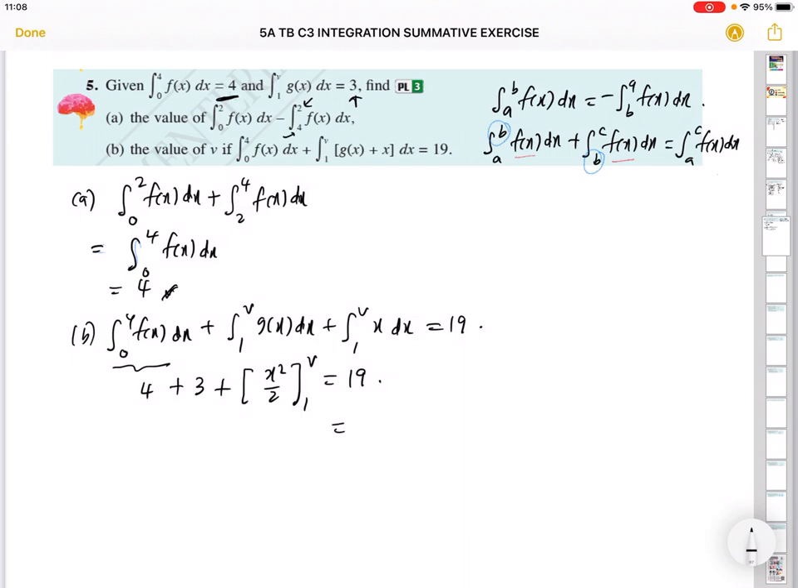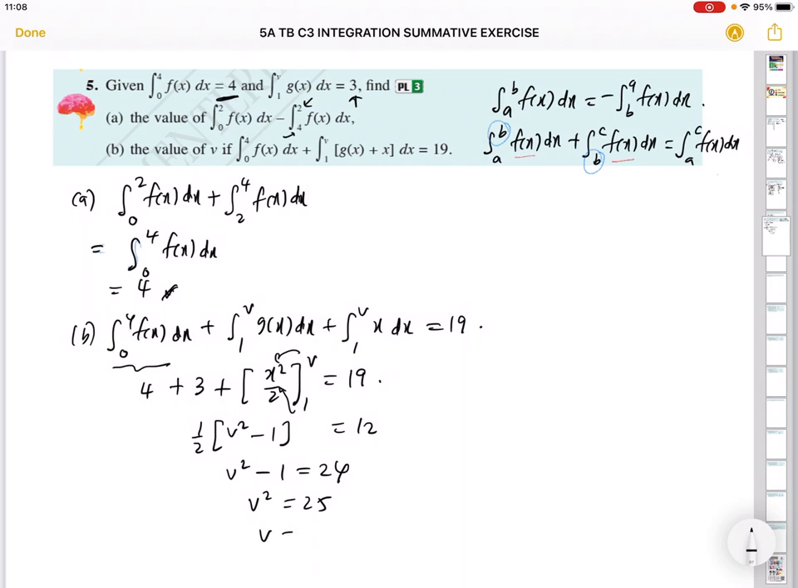Let's put v inside. I like to take out this half and put v inside, so I get v squared, put 1 inside, so I get -1. Yeah, we know how to substitute this. So v squared minus 1 is now 24. 12 times 2 is 24. V squared is 25. Square root of 25 is 5.